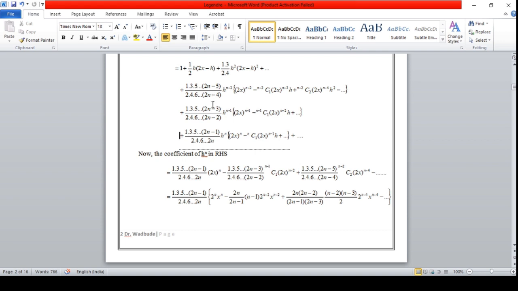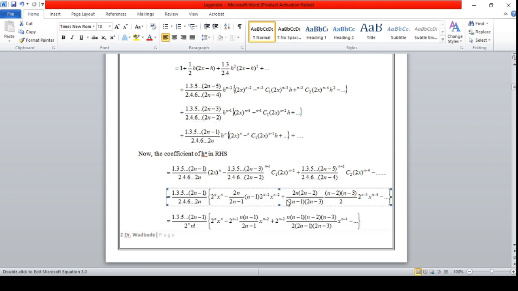This is the (2x) raised to the power n. In the second term, 1·3·5 up to (2n minus 3) upon 2·4·6 up to (2n minus 2) into (n minus 1)C1 (2x) raised to the power n minus 2. Next term, 1·3·5 up to (2n minus 5) upon 2·4·6 up to (2n minus 4) into (n minus 2)C2 twice x raised to the power n minus 4. Now substitute the values of (n minus 1)C1 and (n minus 2)C2.